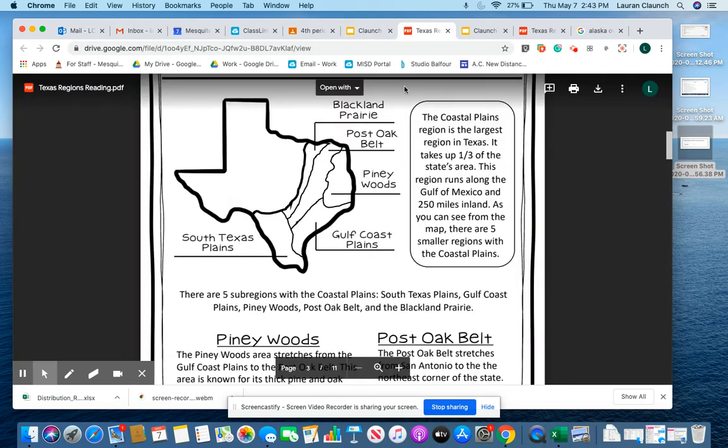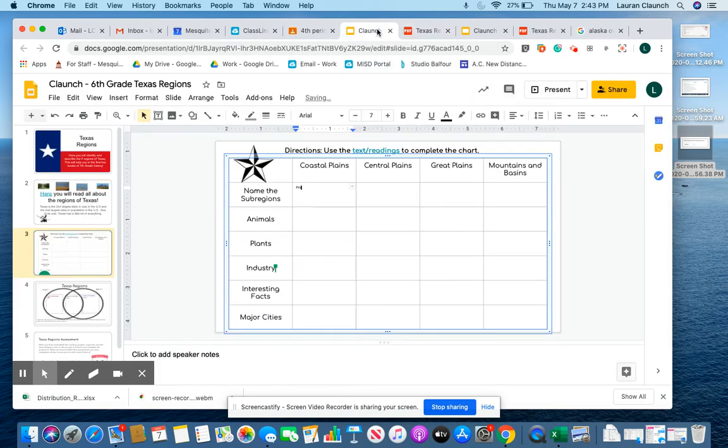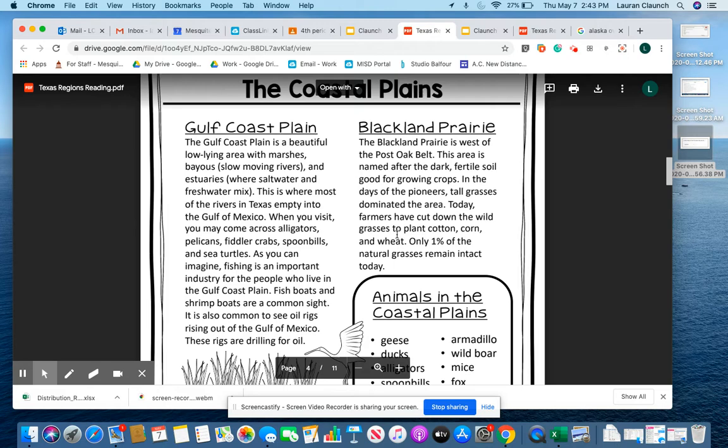So we have piney woods, post oak belt. You'd sit here, piney woods, and then you keep going. Okay, so you'd number them here. Now you can go to animals. So you just keep reading.